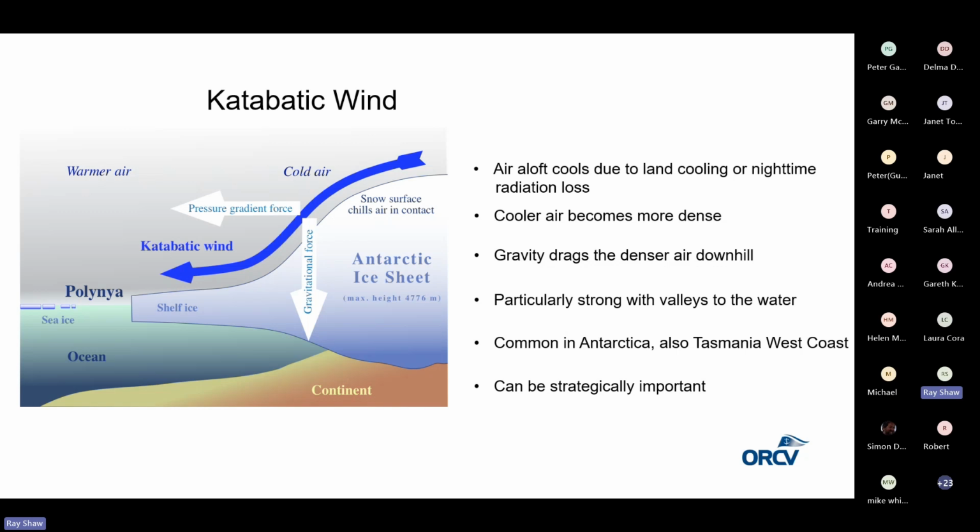And it can be particularly strong where the wind is coming down valleys like glacial valleys and what have you, and you can get some very significant effects from these katabatic winds.